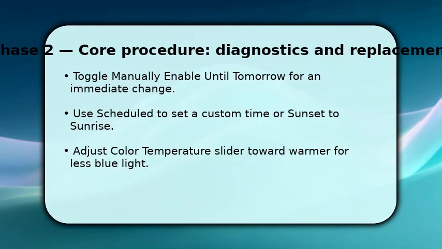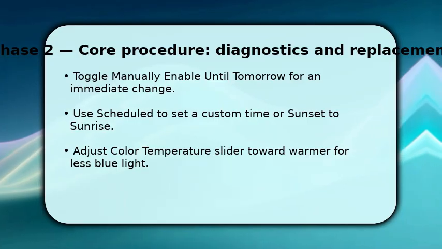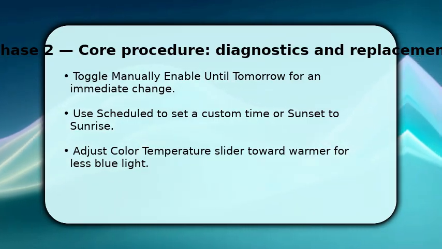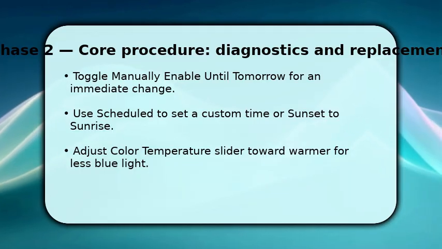Once inside Night Shift, choose whether you want it on immediately or scheduled. Tap Manually Enable until tomorrow for an instant switch, or Enable Scheduled and pick a custom time range, or select Sunset to Sunrise to match local sunset data.